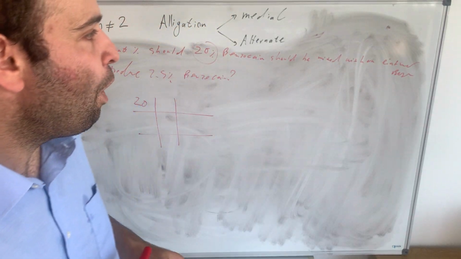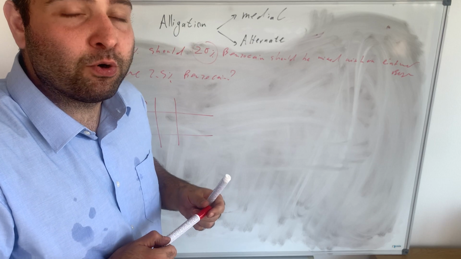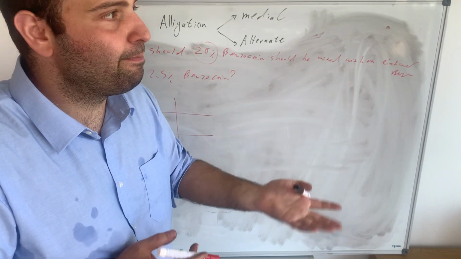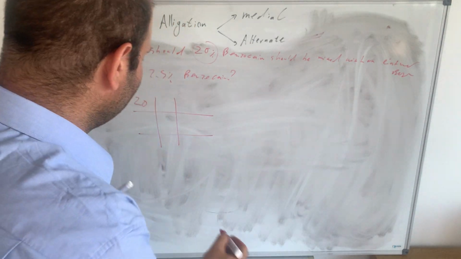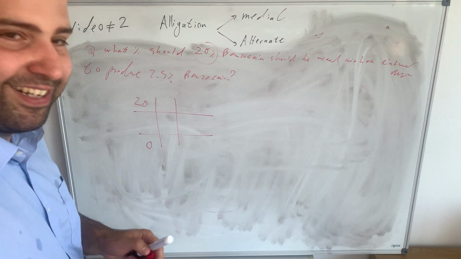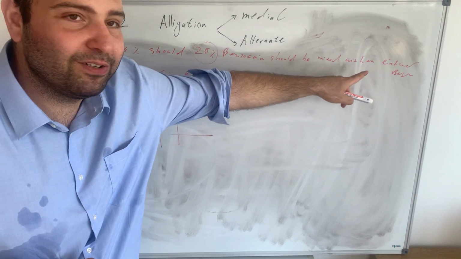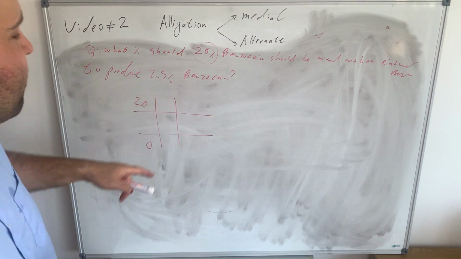Ointment base. How many active ingredients are in ointment base? It's a base, it contains no active ingredients, so it's 0. The lowest concentration is 0, the highest is 20, and what we're looking for is 2.5.